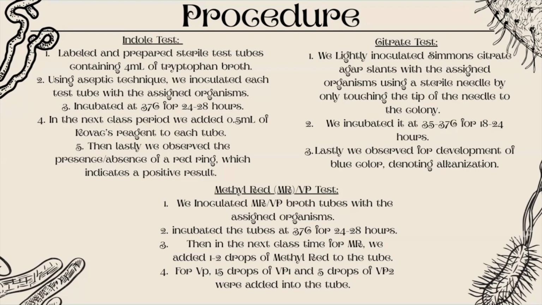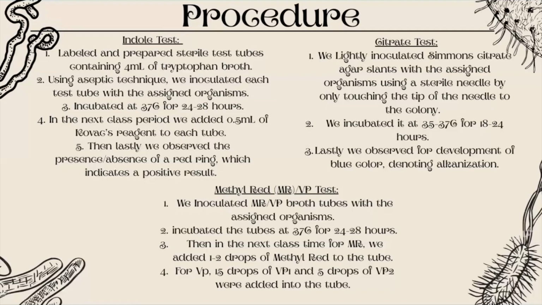For the citrate test, we lightly inoculated Simmons citrate agar slants using a needle, and then we incubated them at temperatures of 35 to 37 degrees Celsius for 18 to 24 hours, and then we observed the development of blue color. And then for the methyl red and VP test, we inoculated both broth tubes with the assigned organisms. We incubated the test tubes for 24 to 48 hours.